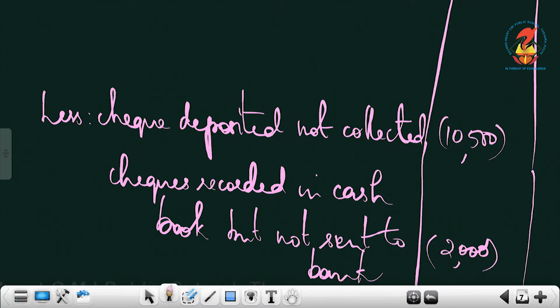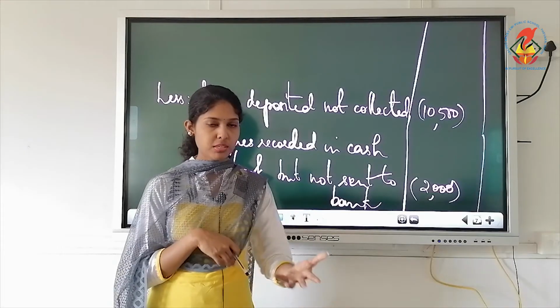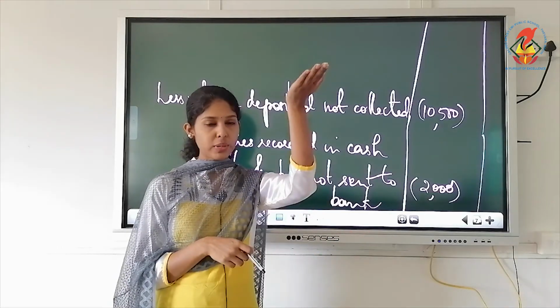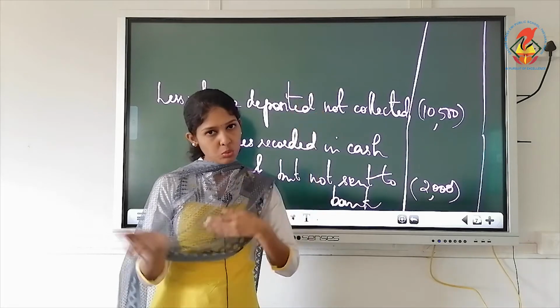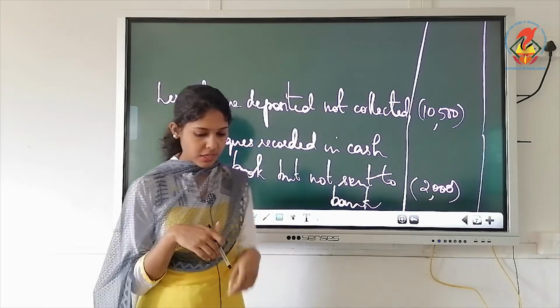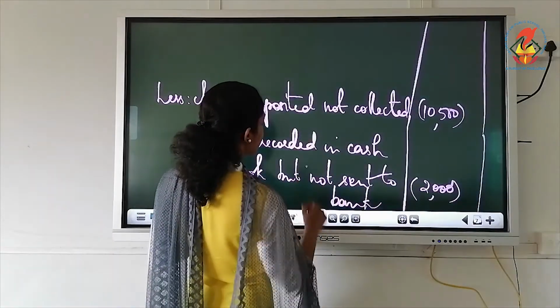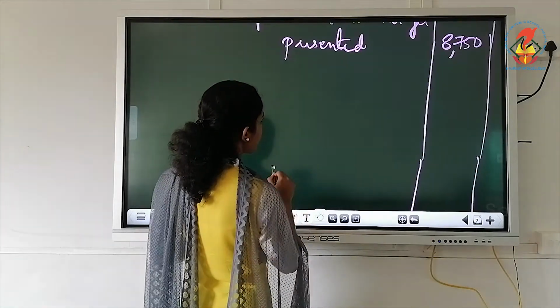Next one, payments received from customers directly by the bank. So it's received by the bank, passbook will increase. Cash book, what should we do? Add it. So add the 3,500 in cash book now.